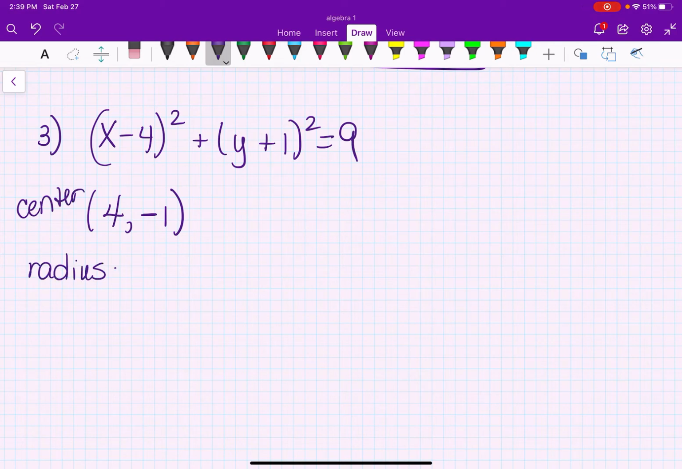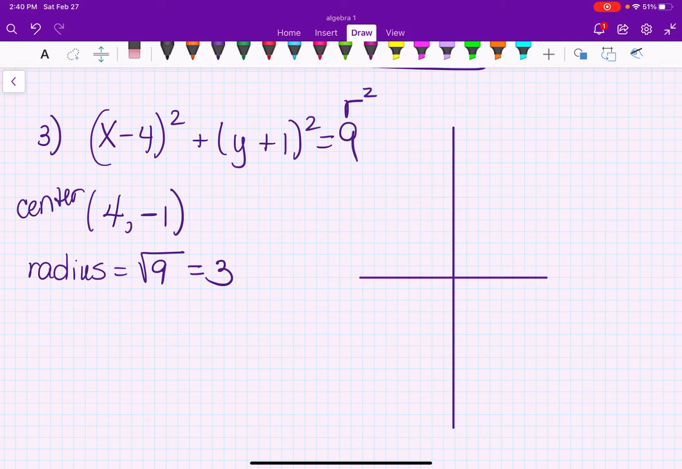And our radius, remember, is the square root. Always remember it's the square root of whatever is right here. Okay, this is r squared. So the square root of that is 3. So here's how you would graph this. I think you're going to like this because it's actually an easy graph. You don't even need your graphing calculator.